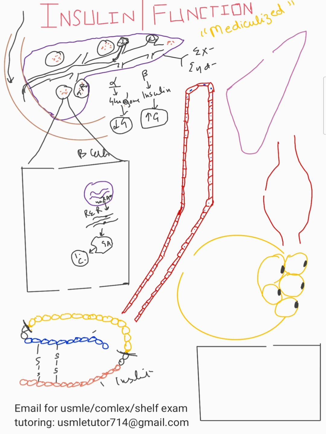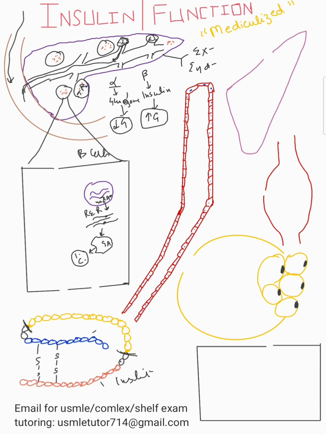Remember, C-peptide indicates that you are actually making endogenous insulin. When someone has high C-peptide levels, that means the insulin is endogenous. If you have low C-peptide, it means that you are taking insulin from outside, exogenous insulin. There is a drug called sulfonylurea, used in patients with diabetes, that releases endogenous insulin, and that will also cause increased C-peptide levels.